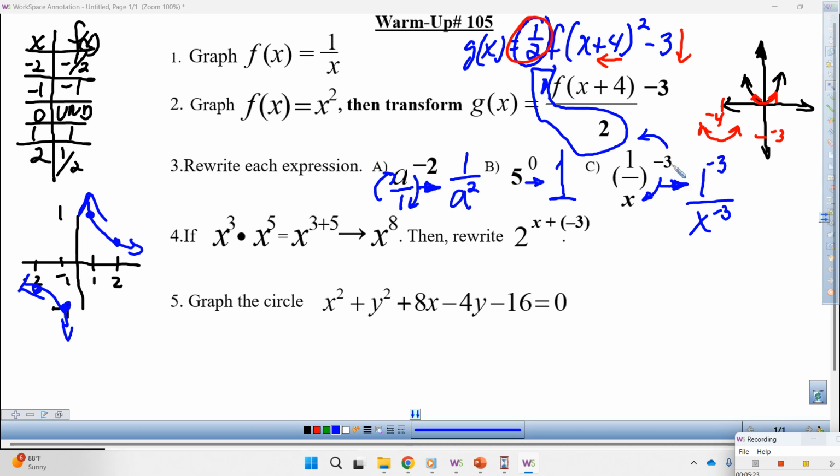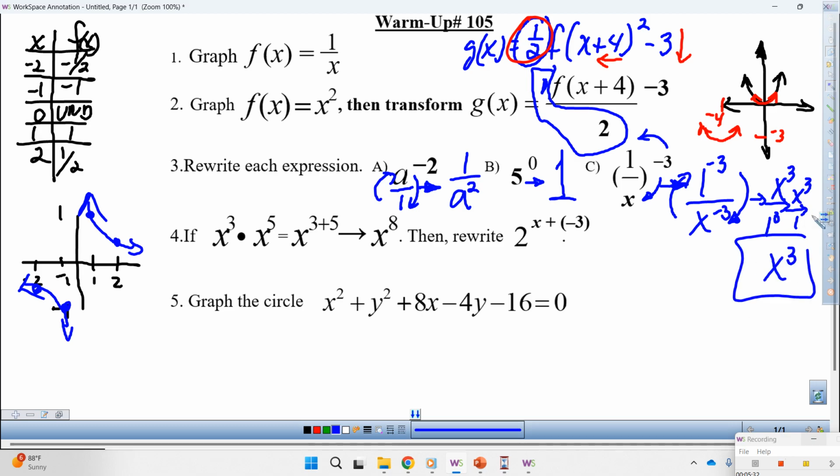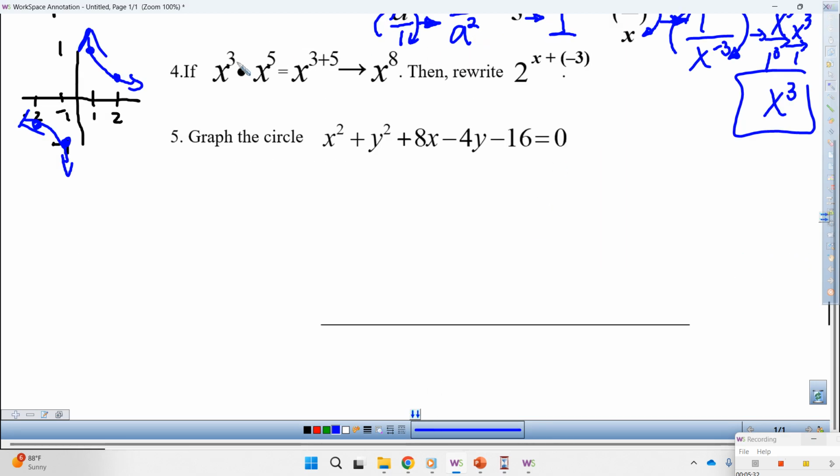Where was I? Oh, yeah. Distribute the exponent to both, so it's 1 to the negative 3, x to the negative 3. Since we can't have negative exponents, we do the reciprocal. So therefore, this becomes x to the third over 1 to the third, which is x to the third over 1, which is x to the third. How we doing? Good? All right.